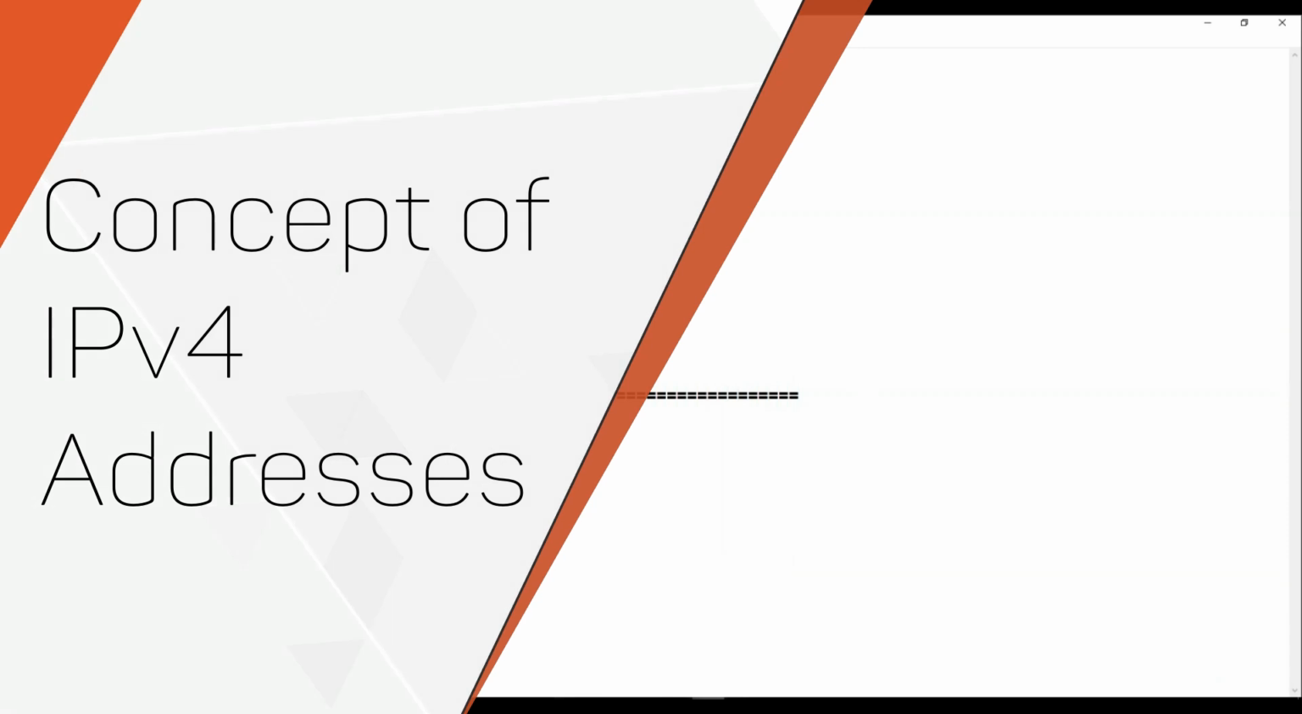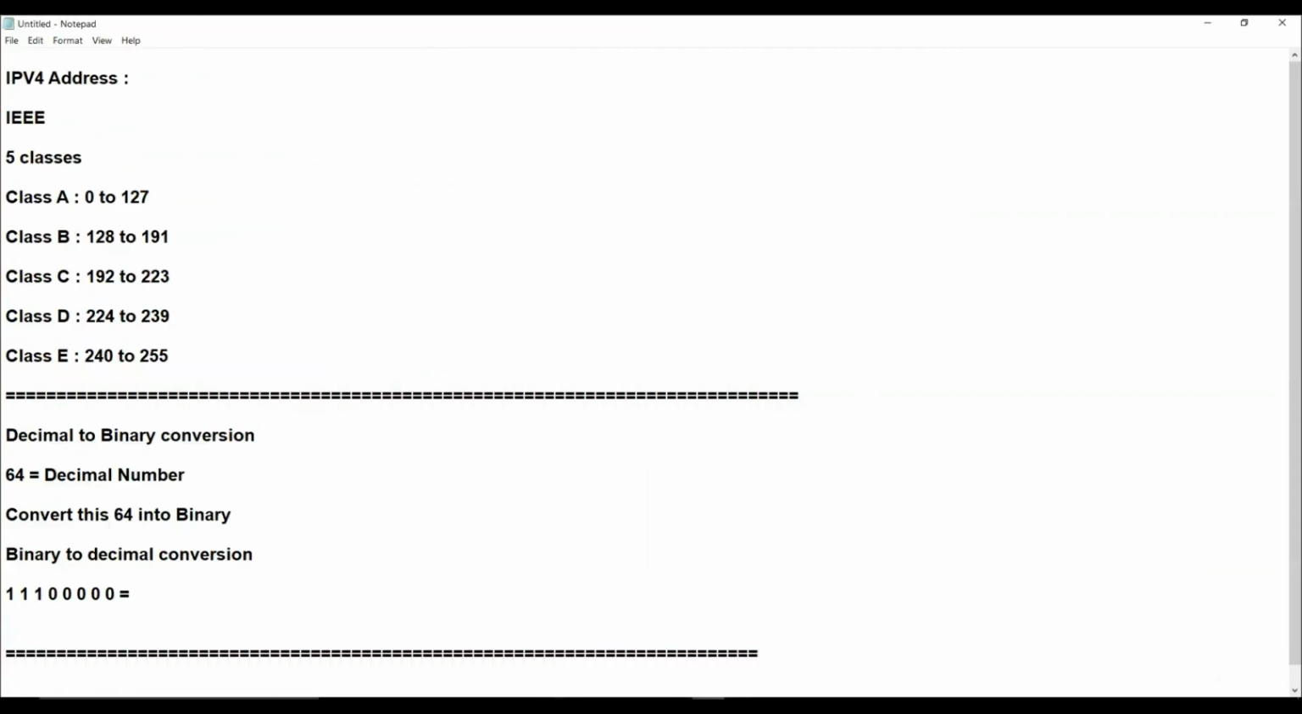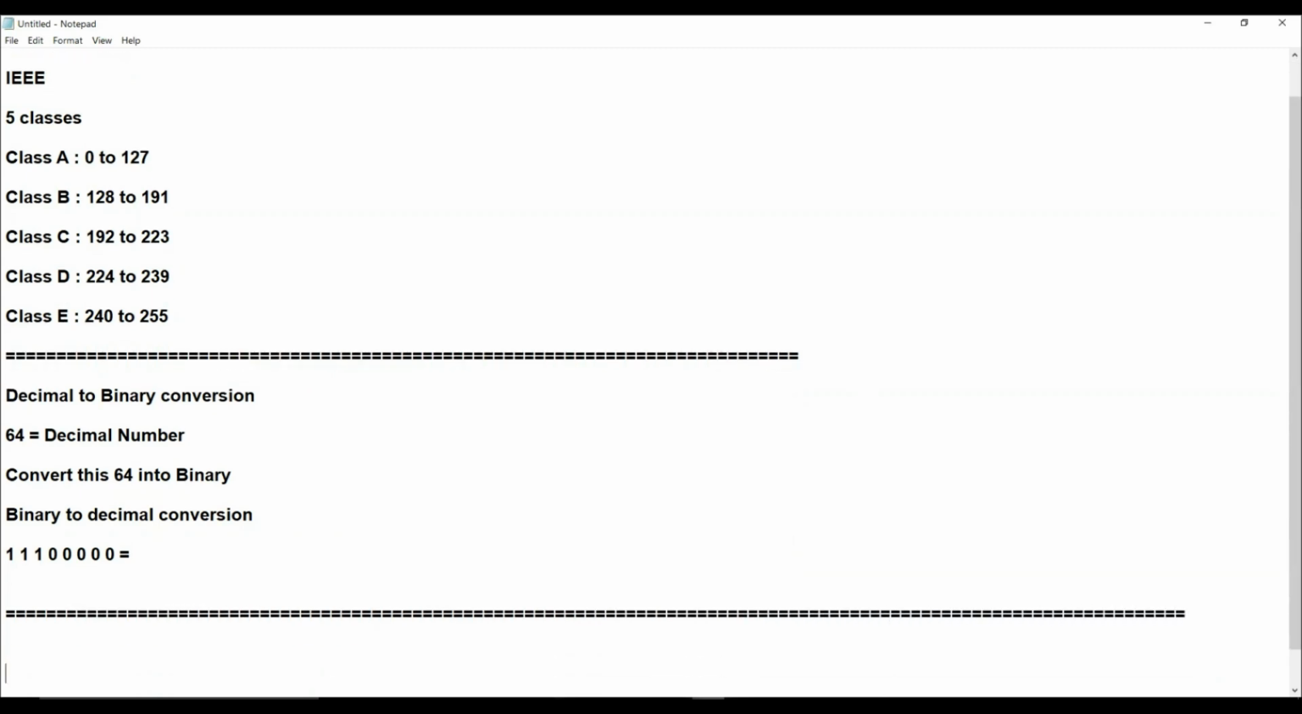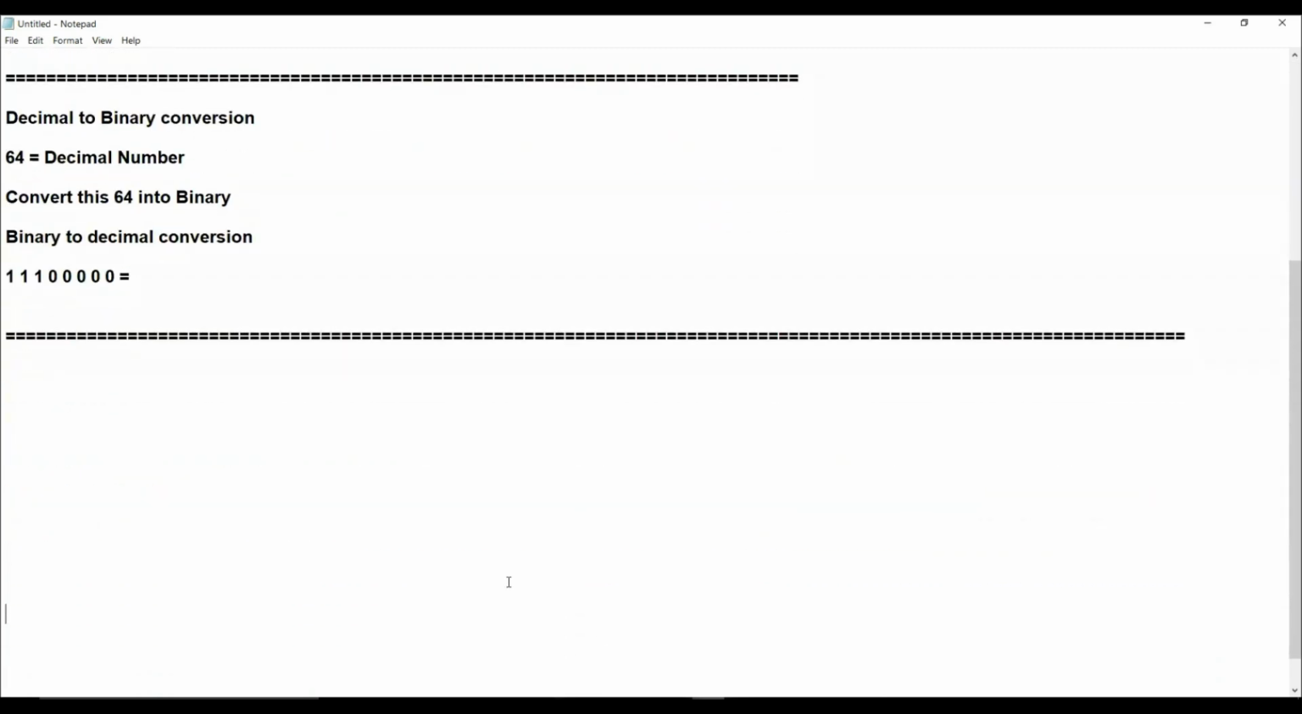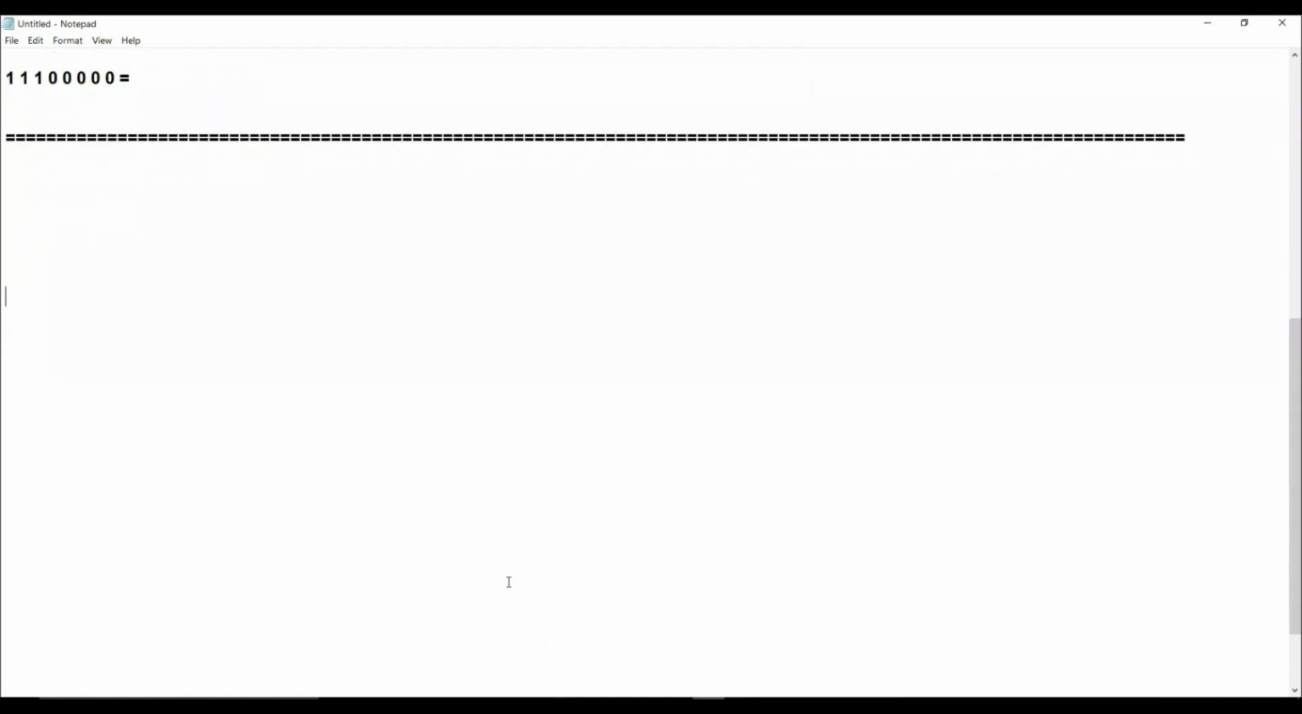Now let me come back and talk about the concept of IPv4 addresses. You know that. When you think about IPv4 addresses, I've told you that we have got 5 classes given to us by IEEE. The regulations are done by IEEE. Now an IPv4 address is divided into two parts, right? Any v4 address that you take will have a network part and a host part.